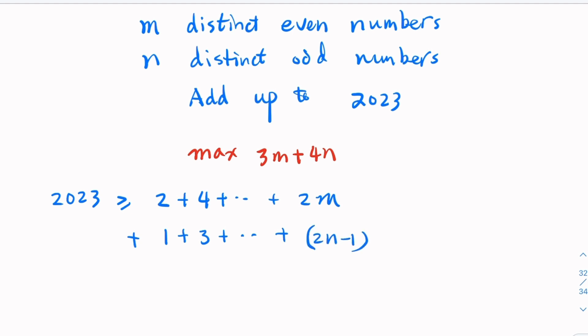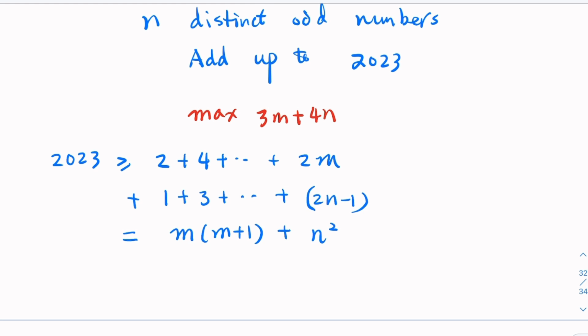So if you do the sum, the first one is going to be m times m plus 1. And for the odd numbers, we know that the first n odd numbers add up to n squared, the perfect squares. All right, so here I would like to complete the square. Why? You're going to find out in a minute. So what we do here is m squared plus m, and in order to complete the square, we have to add 1/4 to it. So for this inequality, we're going to add 1/4 on both sides.